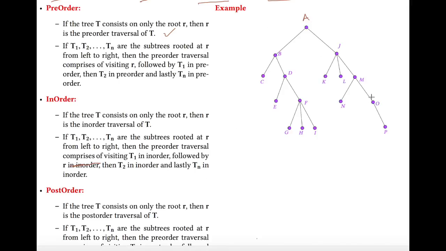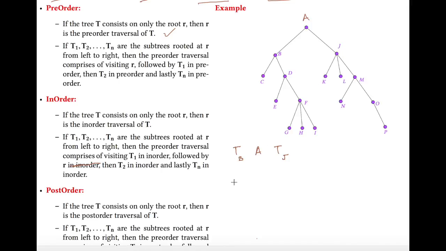Okay, so let's do the same thing with in-order traversal. First of all we have T of B, then we have A, then we have T of J. This is my first step. First step is we traverse the tree rooted at B, then we have A, then the tree rooted at J.